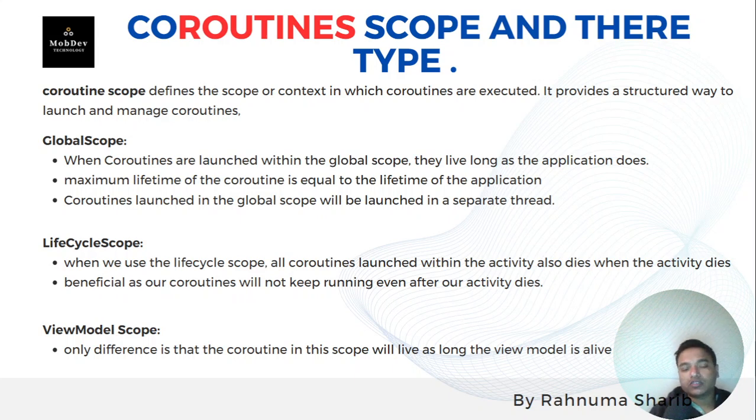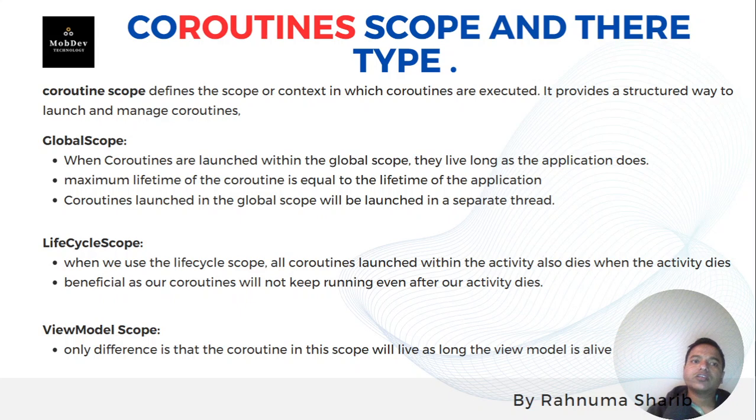By saying global scope, you can easily understand it from the word global. It does not depend on any activity; it depends on the application. As long as your application is alive, your coroutine will be alive. Only when you manually end it, or your application gets killed, will this coroutine be destroyed. Lifecycle scope depends on your activity, so until your activity is alive, your coroutine will be alive. And the view model scope is for view models: until the view model is alive, your coroutine will be alive.